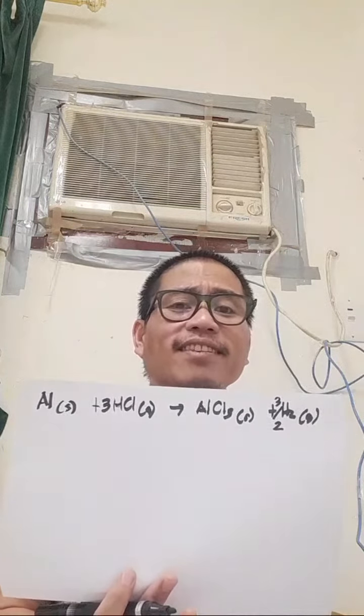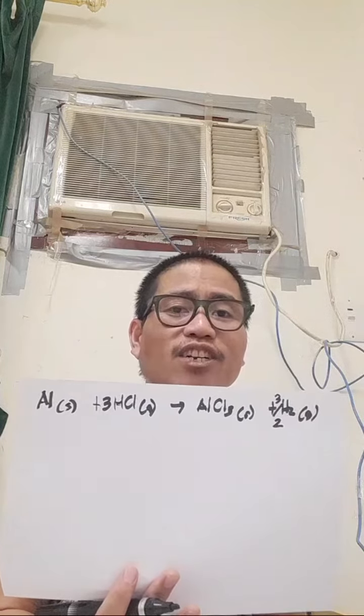But in normal cases, guys, the fraction will be avoided. But for the purpose of only getting the enthalpy change, this is balanced already, perfect. So, aluminum solid plus 3 moles of HCl, aluminum chloride solid plus 3 halves of H2 gas.